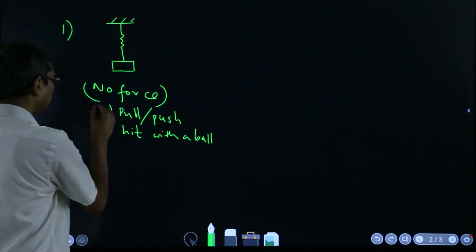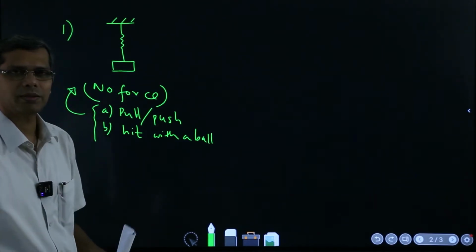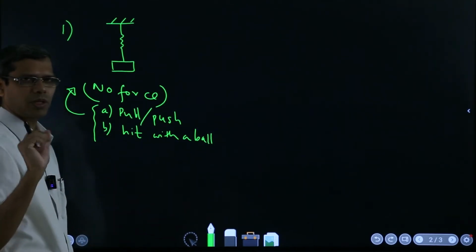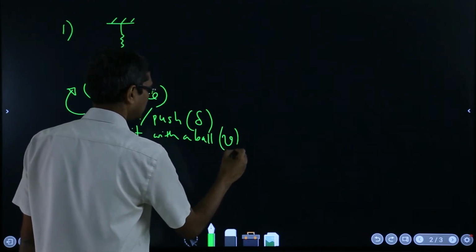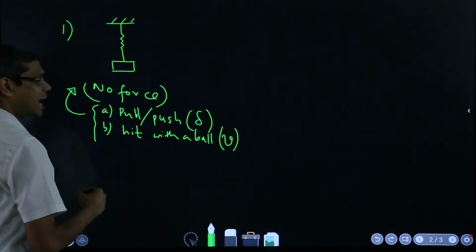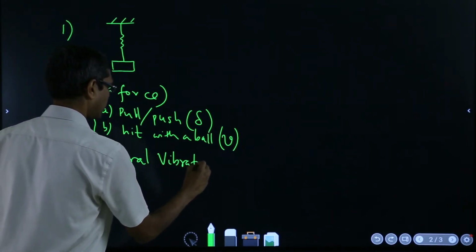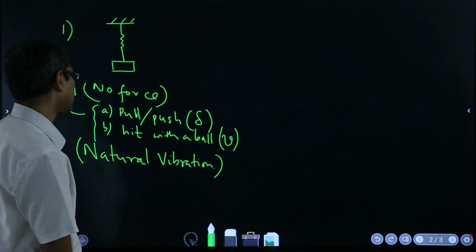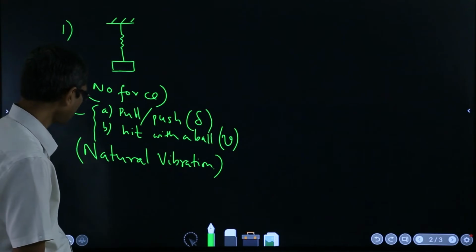Now we won't call these forces. We will call them initial conditions. You pulled it, that means you gave a displacement initial condition; you hit it, so you instantaneously gave a velocity initial condition. So you are just starting the system with an initial condition but with no force. The vibration which happens here is called the natural vibration. Any system which has these springs and masses, just from an initial condition, can be set into vibration which will keep continuing, because here we don't have any damper, so it will just keep on moving like that. So that's the natural vibration.